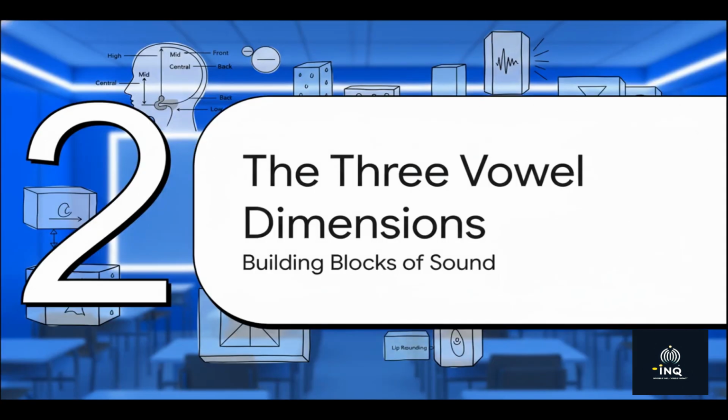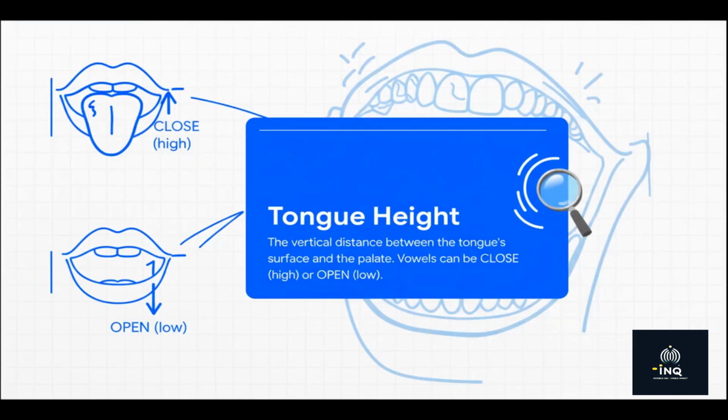Okay, so if all vowels are made with this open, free-flowing air, how in the world do we tell them apart? How do we get so many different sounds? Well, it turns out we can describe and classify any vowel in any language using just 3 key features. These are the building blocks of sound. First up is tongue height. And this is pretty much what it sounds like. It's how high or low your tongue is inside your mouth. When your tongue is way up high, really close to the roof of your mouth, we call that a closed vowel. And when it's low, creating a ton of space, we call that an open vowel.